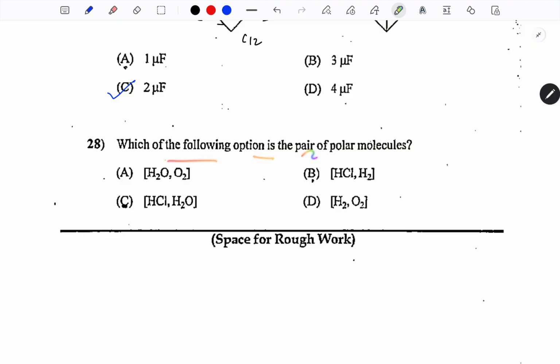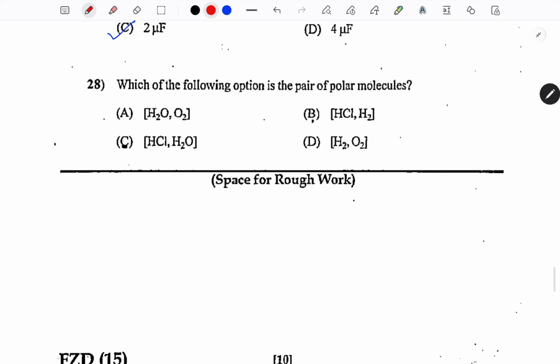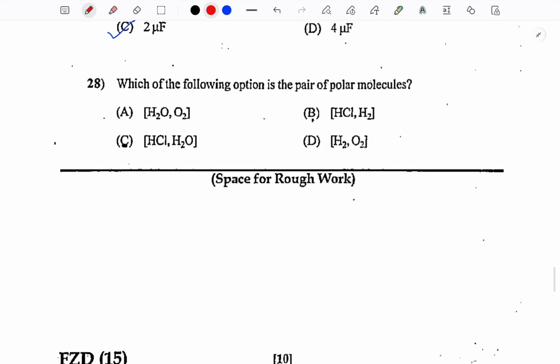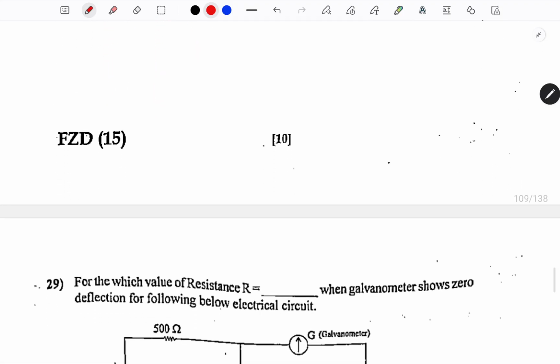Which of the following is a polar molecule? Which of the following is a pair of polar molecules? This question is knowledge based, on dipole moment. For polar and non-polar, we know that polar molecules are those in which the atomic size is not the same, and that is HCl and H2. Why? Because in HCl it will be H and Cl, and in H2 also, the atomic size is different. So we can say that it is a pair of polar molecules.